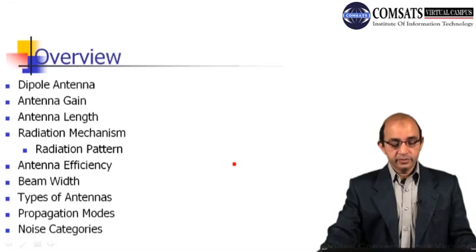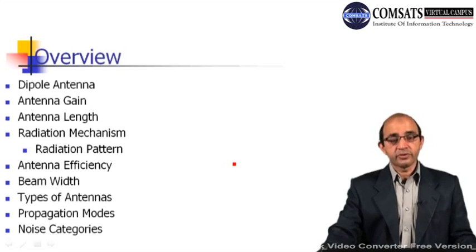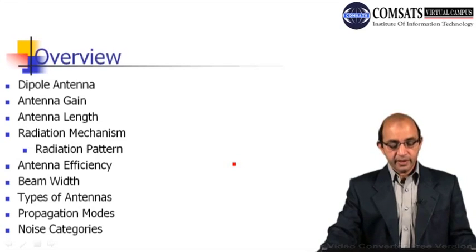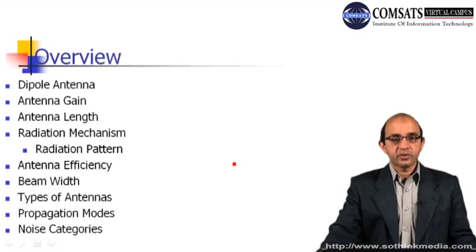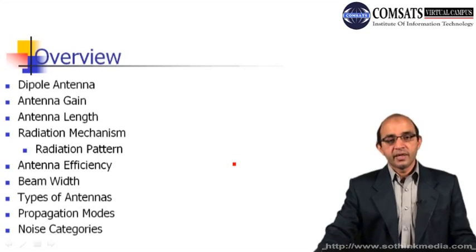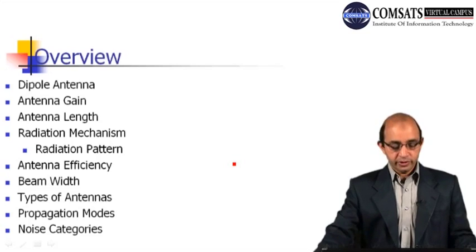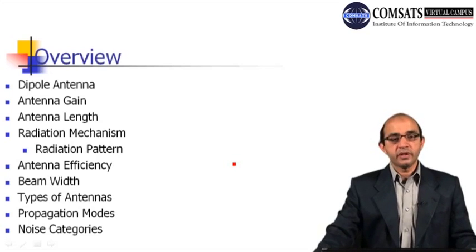Then different antennas provide different radiation patterns, and we have to understand the radiation mechanism in order to understand those different radiation patterns. Then we will be discussing antenna efficiency, beam width, and we have different types of antennas, and those different types of antennas actually support different propagation modes. So we will be talking in detail about those different propagation modes.